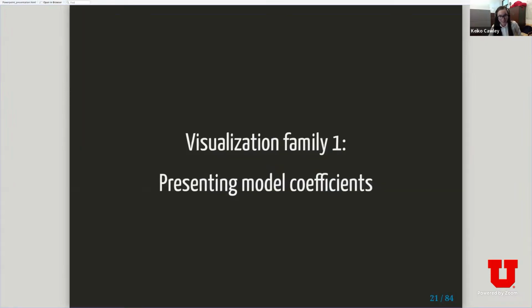All right. Okay, now let's look at some visuals. For this talk, Abby and I basically came up with 3 visualization families, and in each family we'll present at least 3 different visuals. For this first family, we'll be presenting model coefficients. I think from the perspective of the researcher, data scientist, data analyst, this is probably the easiest thing that we could do, but as you'll see, maybe perhaps not the best thing for your non-technical audience member.